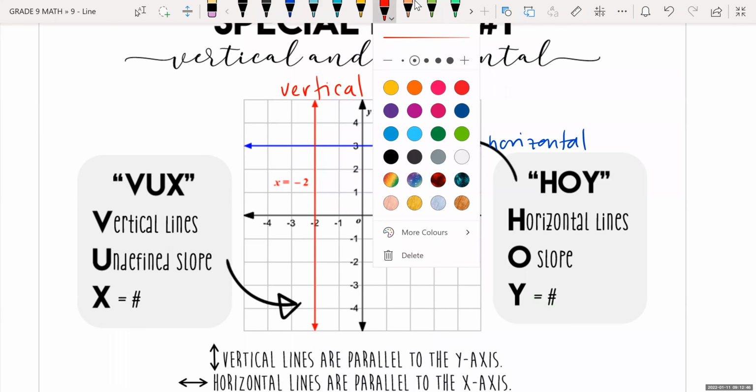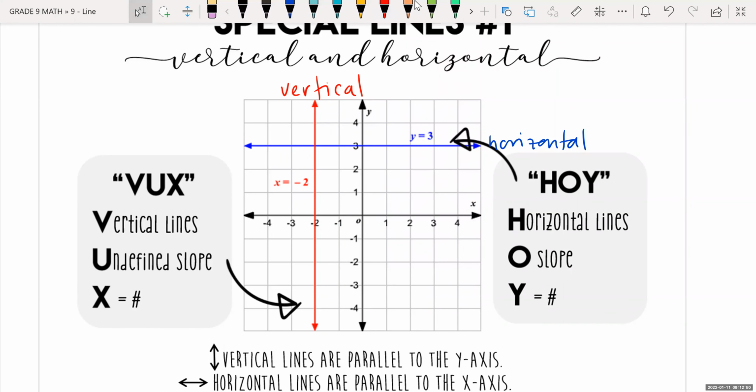An easy way to remember that is to think about when you go see a sunset on a horizon. Okay, watch out for this artistic ability right here. When you go see the sunset at a beach and you're looking at the horizon, horizontal, think of it going side to side.